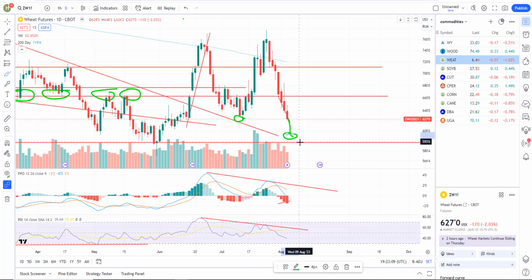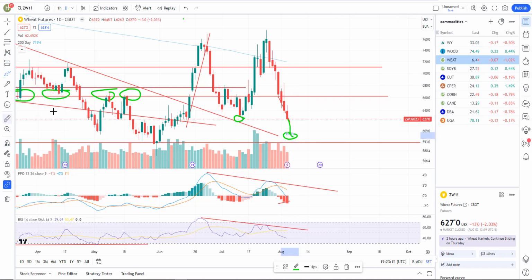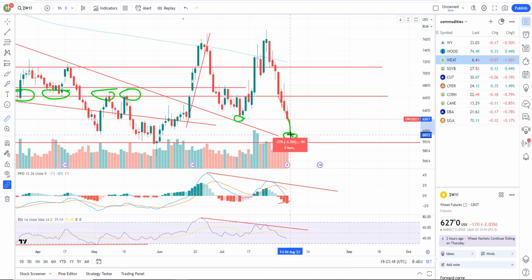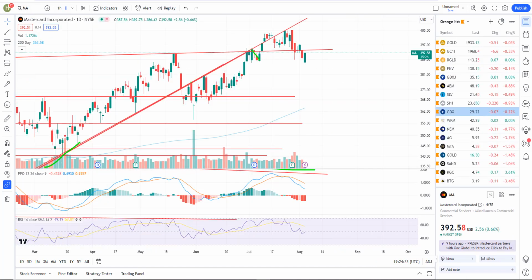It's right down there. It would be pretty decent support. It's about $6, but it's about $5.92 here on this futures chart. And that's a continued move down of about another 3 to 4%. So yeah, that's very possible at this point.